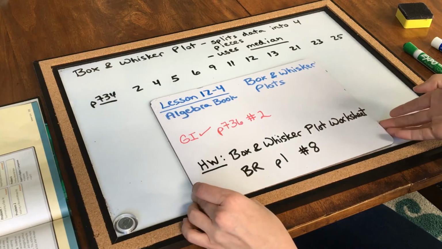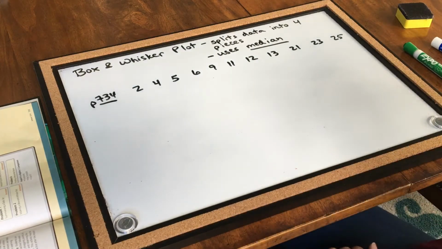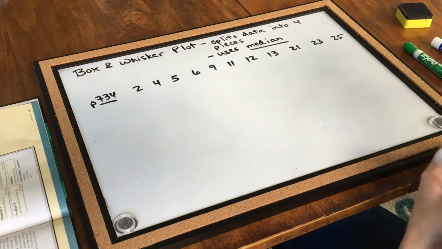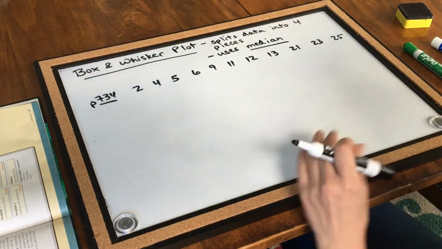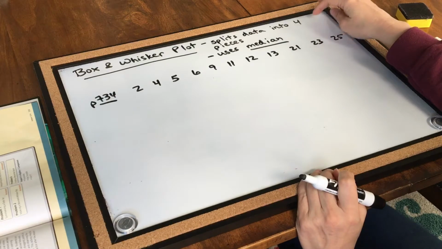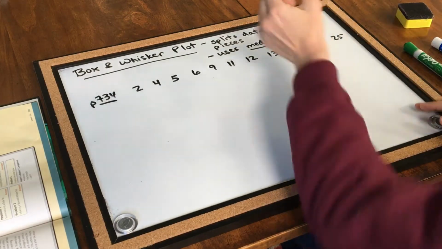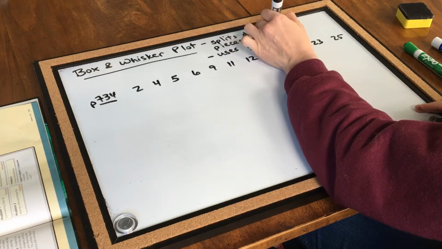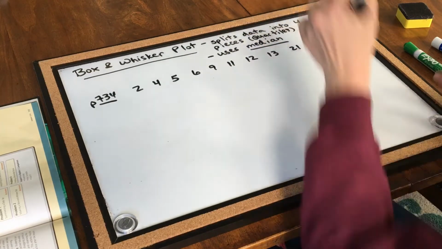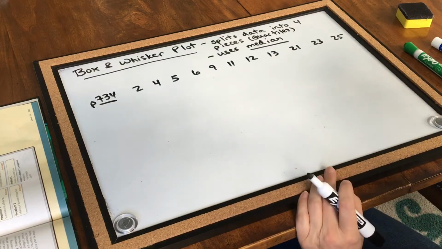Okay. Let's take a look at box and whisker plots, what they look like, and how they use the data. So when we think about box and whisker plots, they split data into 4 main pieces. And those 4 main pieces are going to be called quartiles. We're going to see how this works in a second. We're going to use this data in order to show what the quartiles look like.